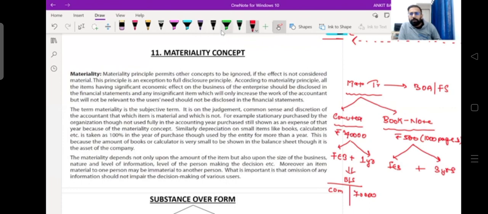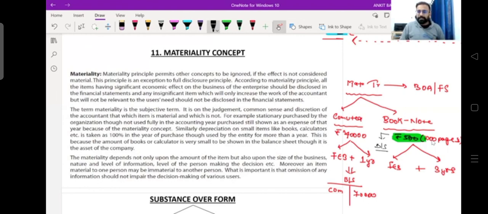Now here, this 500 amount is very little. If you show this amount in the balance sheet, you will be charging depreciation on it every year, so the accountant's work will increase. Let's suppose the accountant has purchased one calculator costing 200 rupees. If he records that calculator in the balance sheet, it adds to his work. He has to charge depreciation every year and his number of transactions will increase.